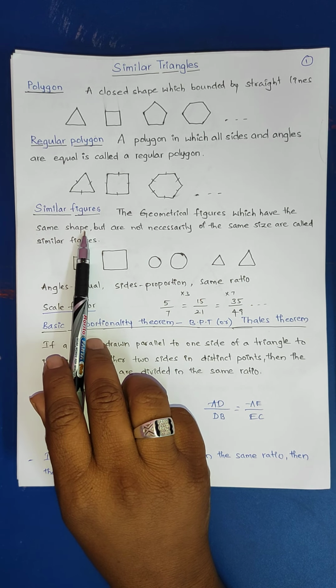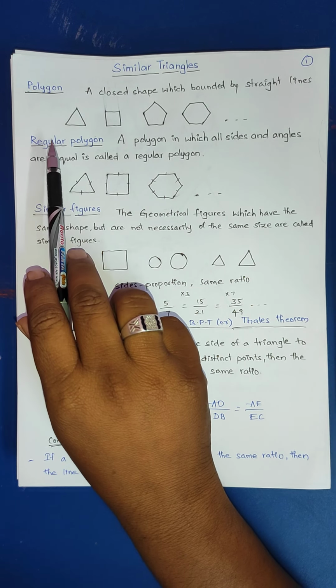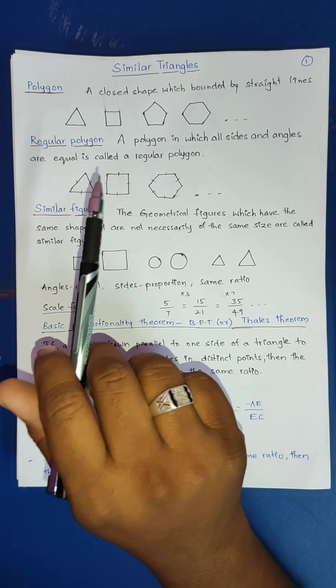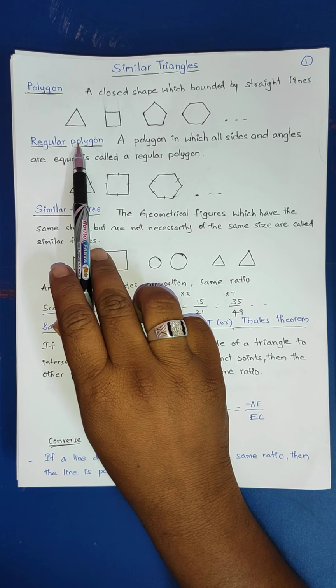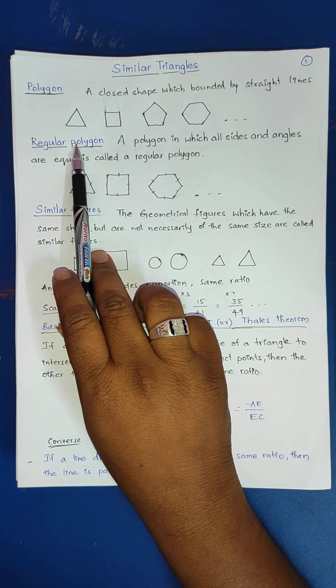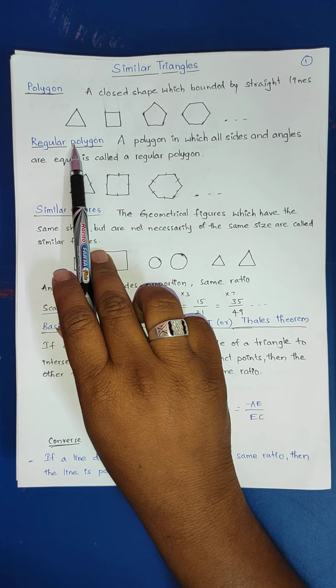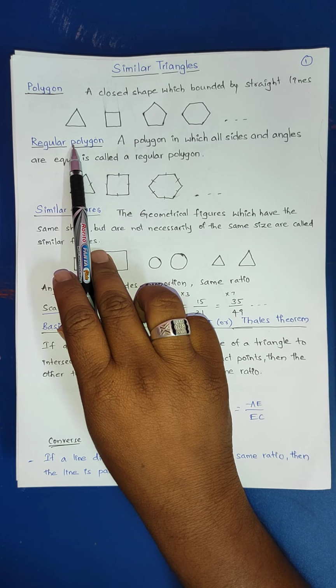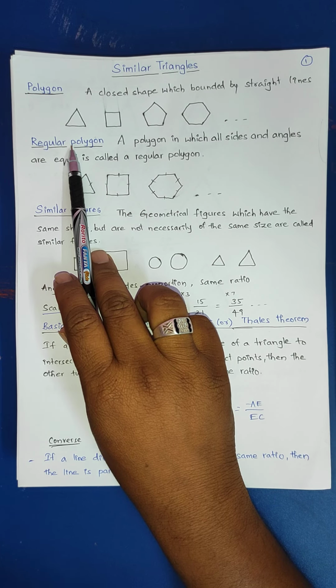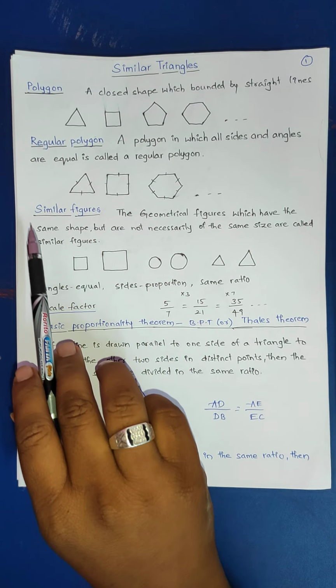Now similar figures. A polygon bounded by 3 line segments is called a triangle, 4 line segments a quadrilateral, 5 line segments a pentagon, 6 line segments a hexagon, 7 line segments a septagon, 8 line segments an octagon, 9 line segments a nonagon, 10 line segments a decagon, like that.